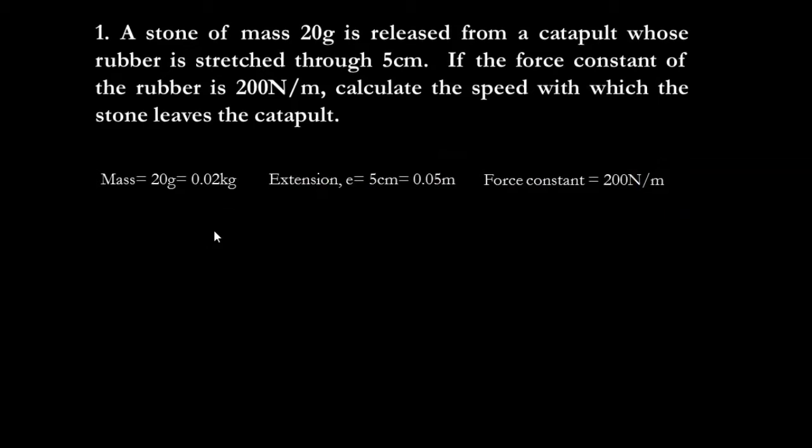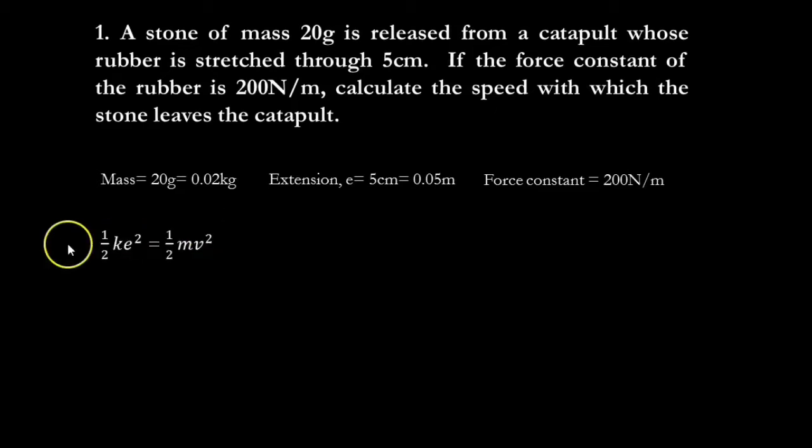Now, the stone is released from a catapult. This means that the stone is going to possess kinetic energy. However, the rubber of the catapult is being stretched. It means it undergoes elastic potential energy. This elastic potential energy is equal to the kinetic energy of the stone. I repeat, the elastic potential energy of the rubber is equal to the kinetic energy of the stone.